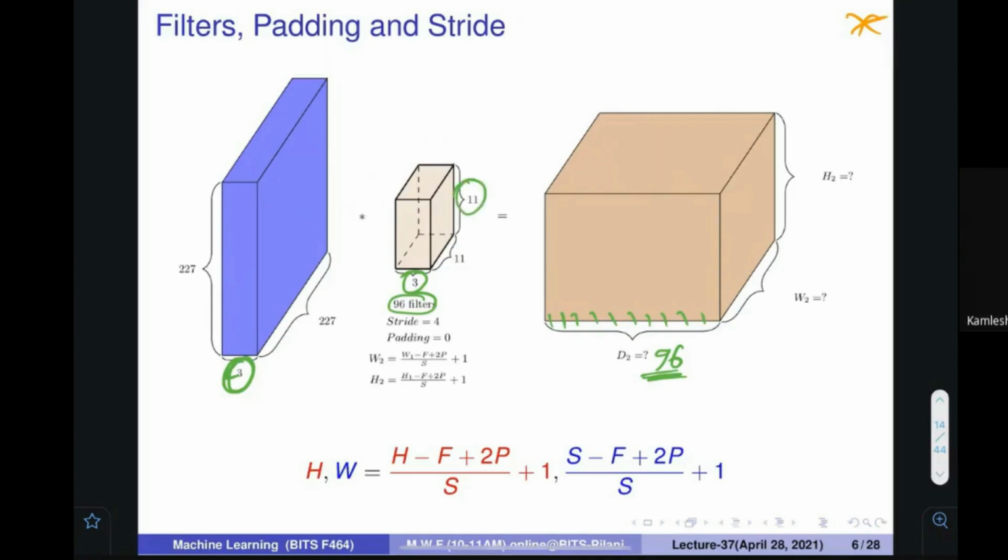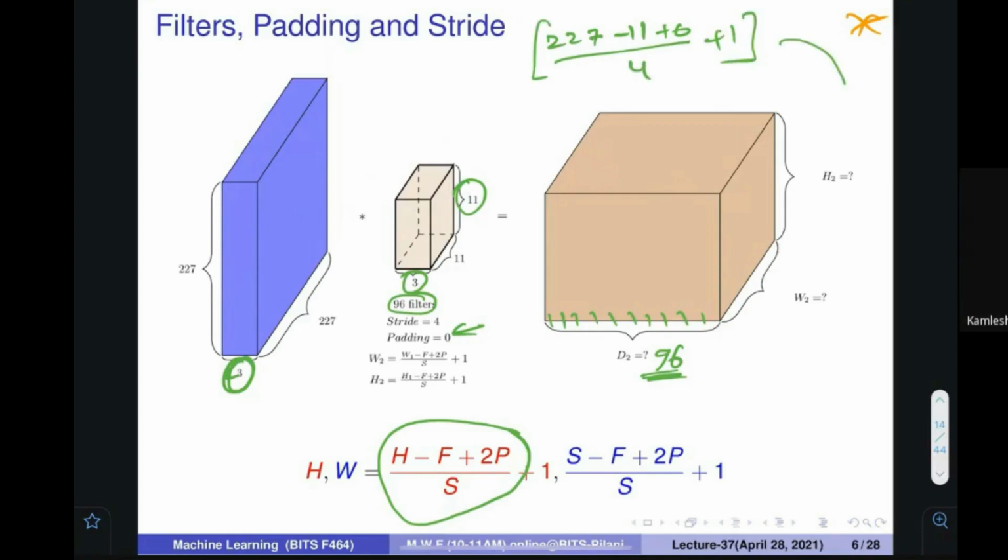What is the size in this particular direction? You can apply this particular thing. What is the padding? Padding is 0. So in this particular formula, 227 minus filter which is 11, plus 0, divided by the stride which is 4, plus 1. So this is the size. Can you find out what this value is? It is going to be here, and the same value you are going to get over here also. So this is the output.